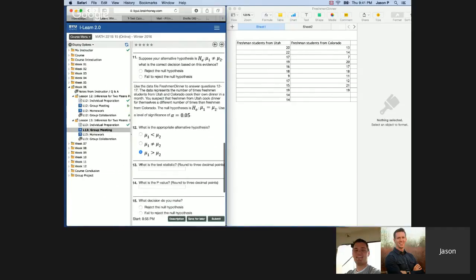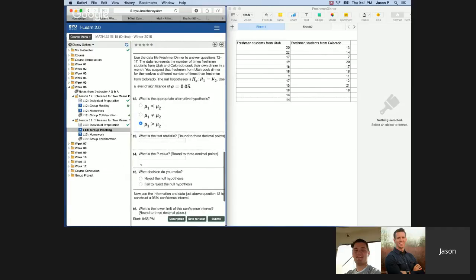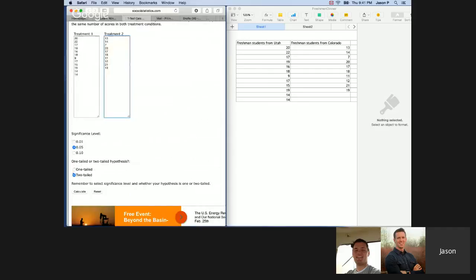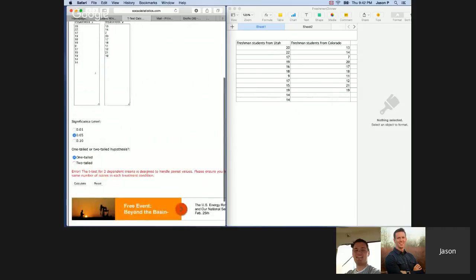So you're selecting Steven. Yes. Okay, go to the calculator and press enter, I guess. We need to change it to one tail. Oh, error. Let's try putting in double zeros here.